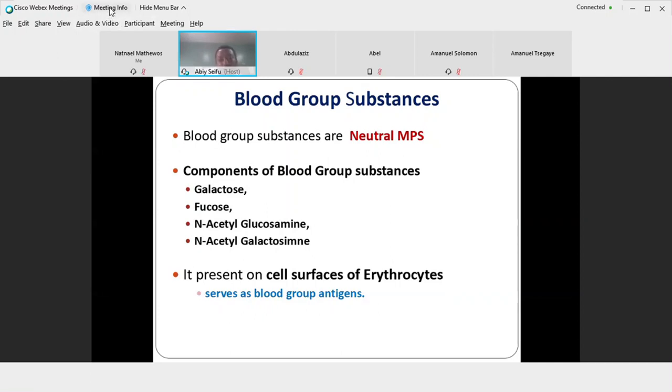If an individual has A antigen, they belong to what? Blood group A. If an individual has antigen B on red blood cells, they belong to blood group B. If an individual has both A and B antigens on red blood cells, they belong to what? Blood group AB. An individual who lacks both A and B antigens on red blood cells belongs to blood group O. Now, the presence or absence of this antigen is dependent on what? The presence or absence of a small amount of carbohydrate moiety that determines our blood groups.